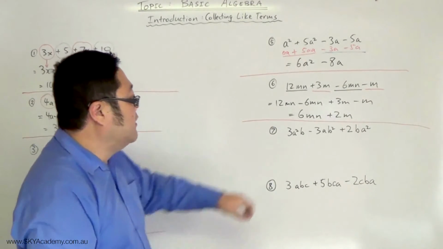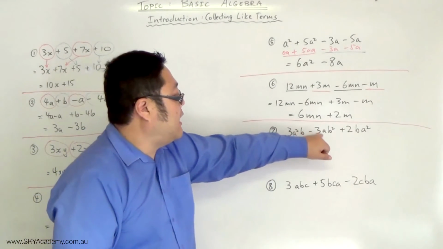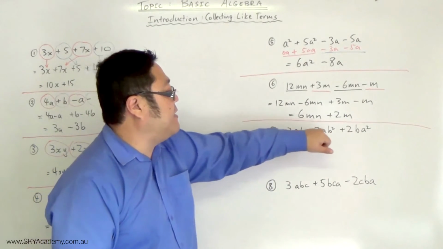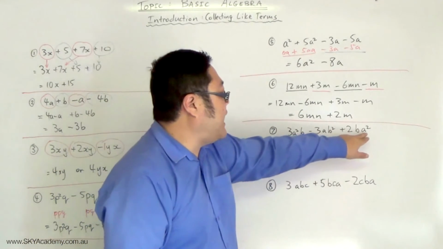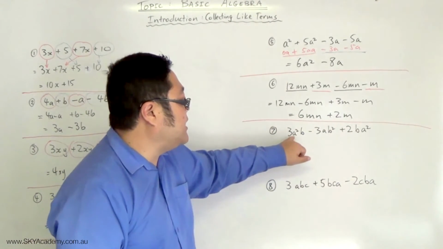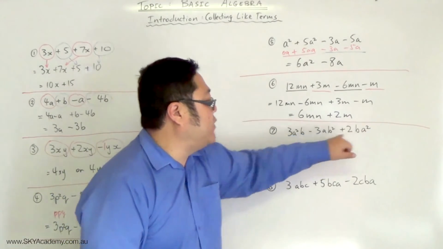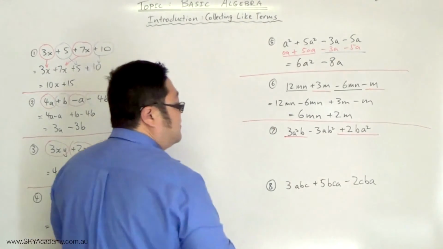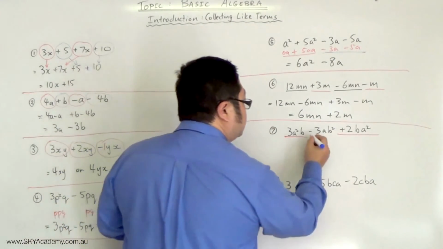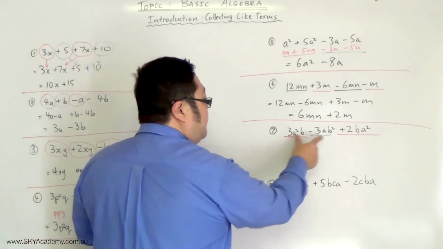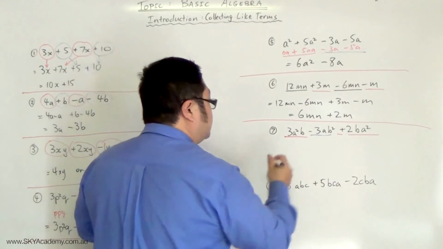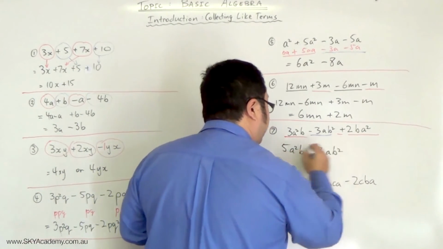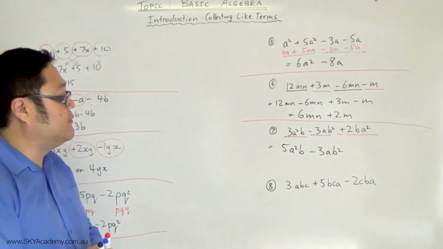This question here, a squared b and a b squared, they're not like, because the square is above the a here and above the b there. But this one, a squared b, is the same combination as ba squared, so these two are like terms. And the third one is unlike. So you've got 3 plus 2, which is 5a squared b, minus 3ab squared. And that's your answer for that one.